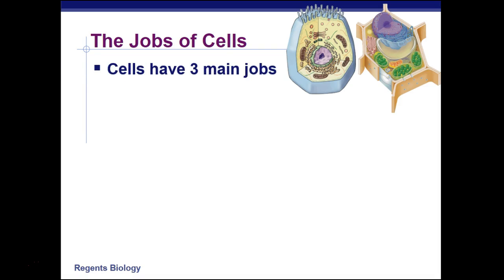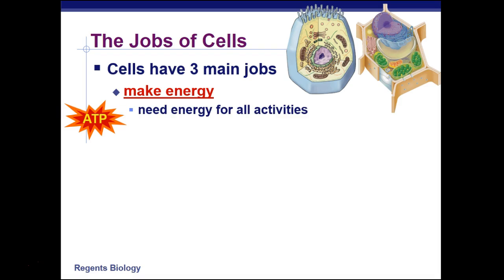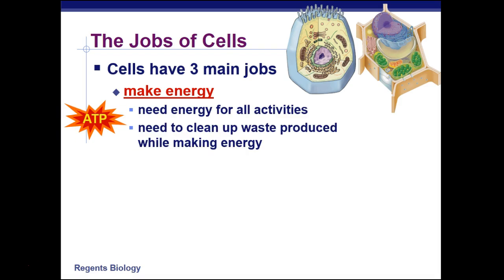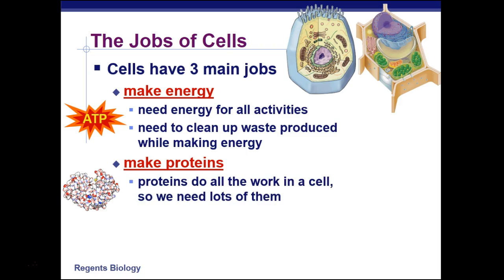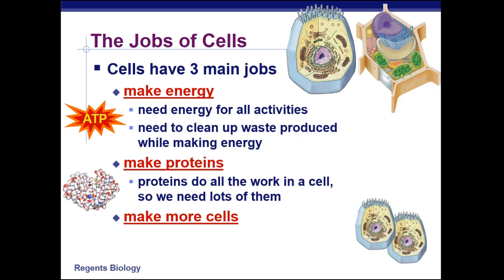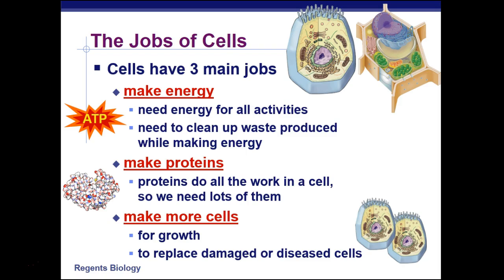We can take all those jobs and group them under three big headings, three main jobs that cells have to do. They have to produce ATP energy for all of its activities. You need energy to clean up waste. You need energy to make proteins. That's the second big job. Proteins, as we learned in biochemistry, do a wide variety of functions in living organisms. They do most of the types of work a cell has to do. We need lots of different proteins. And finally, cells have to make more cells for growth, but also to replace diseased or damaged cells.